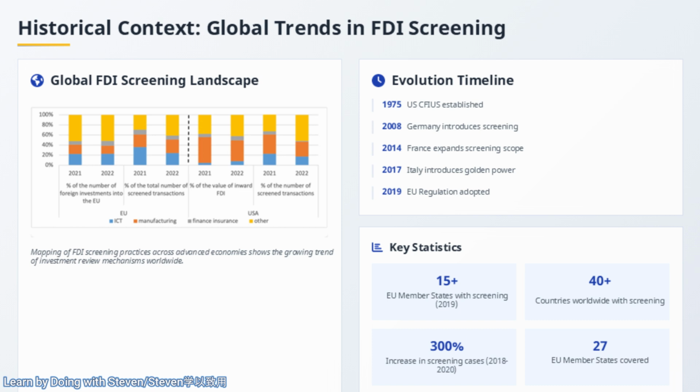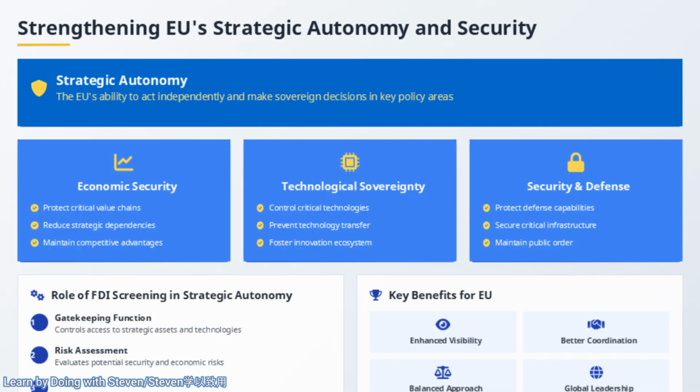The US established its screening body, CFIUS, back in 1975, and we've seen major economies like Germany, France, and Italy introduce or expand their own systems in the years since. This all ties into a larger EU objective: strengthening its strategic autonomy and security. Strategic autonomy is the EU's ability to act independently and make its own sovereign decisions. FDI screening is a critical tool for this.